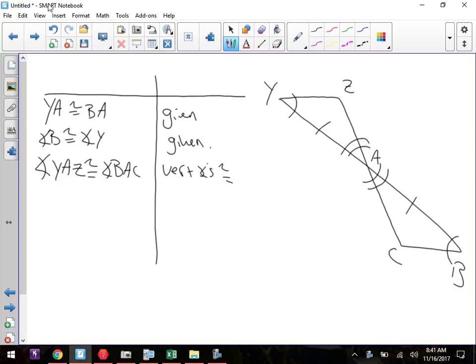Honestly, I would just reuse the lettering I just wrote down because I know it matches. And it would be via, well, triangle YAC congruent to triangle BAC, because of angle, side, angle.